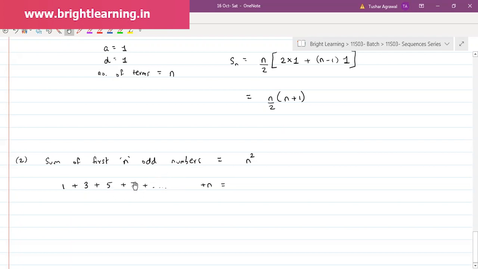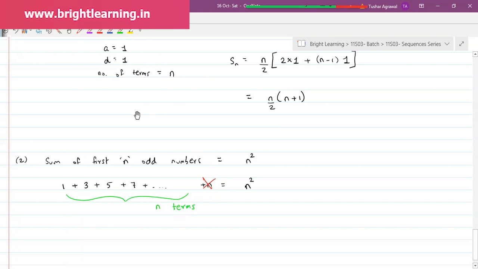Will you write it as 1, 3, 5, 7 with the last term as 10? For 10 odd numbers, if you write the last term as n, this will be completely wrong. What you should actually write is 1 plus 3 plus 5 plus 7 and so on up to n terms. I don't know what the last term is, but n terms are there. So this sum of n terms is equal to n square.